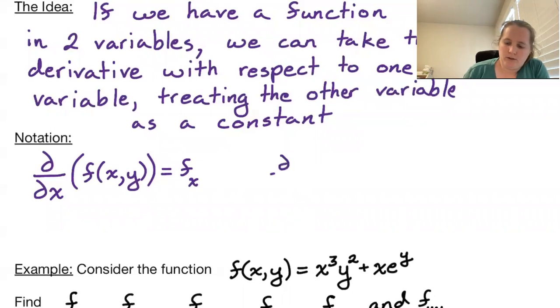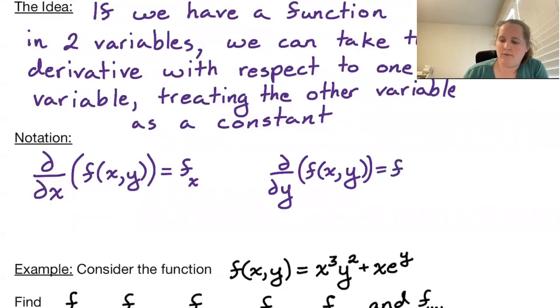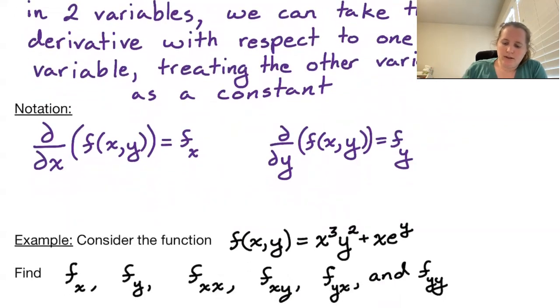Similarly, we can do a partial with respect to y of f of x, y. This is f_y, and then we can take essentially what will be second derivatives, third derivatives, except we can change out what variable we use. So we could take further partial derivatives with respect to x or y and beyond, and we just keep stacking the letters next to each other, as you can see in my next example.